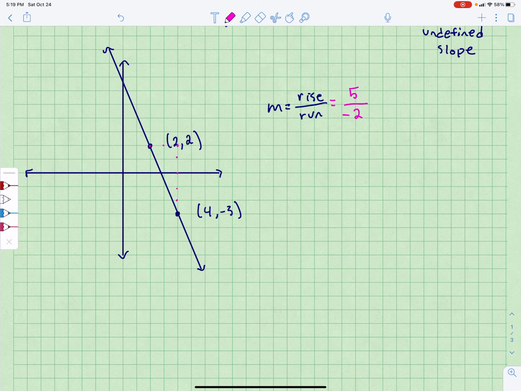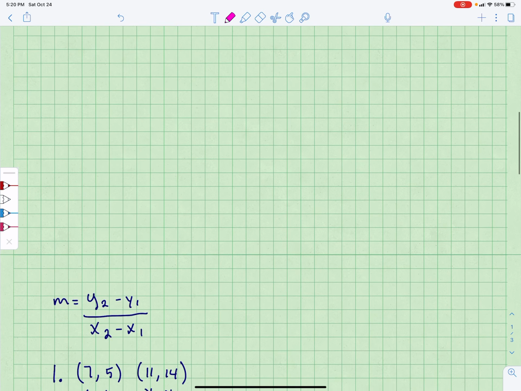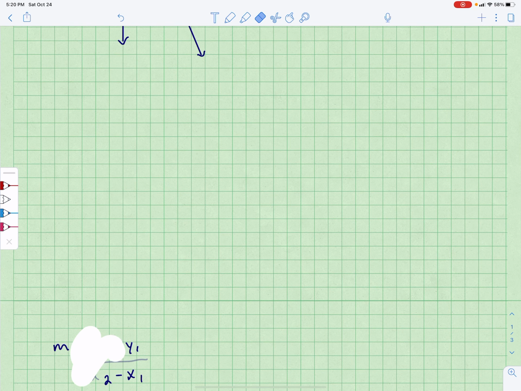Anytime we're using slope and we talk about moving left on a coordinate plane, it's negative. So your slope would be 5 over -2, or -2.5. So that would be an example. Moving on, talking about the next example.